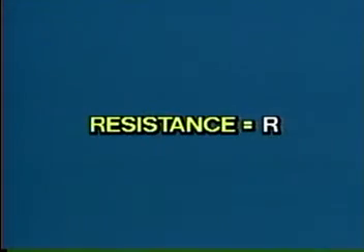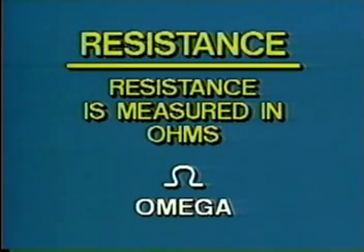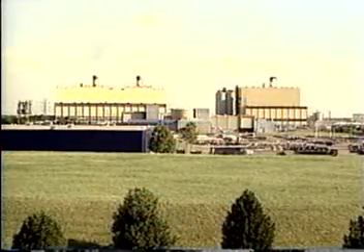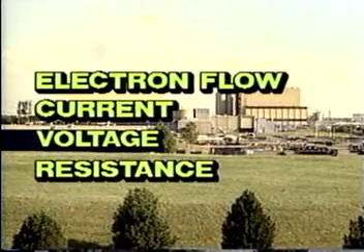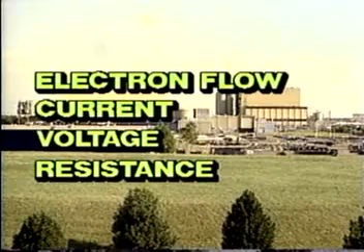Number 3. Resistance R is the opposition to electron flow. The unit of measurement for a resistance is an ohm, and the symbol for ohms is an omega. The 4 concepts that were described in this program, electron flow, current, voltage, and resistance, are the building blocks on which you'll build your entire understanding of electricity.